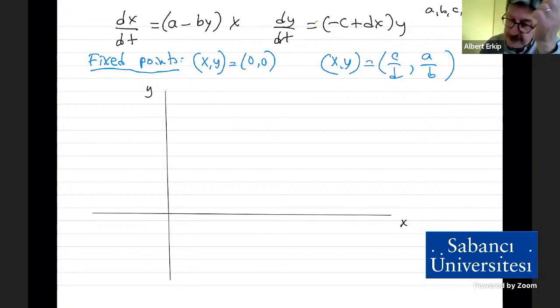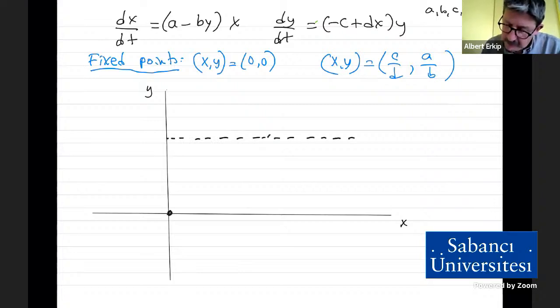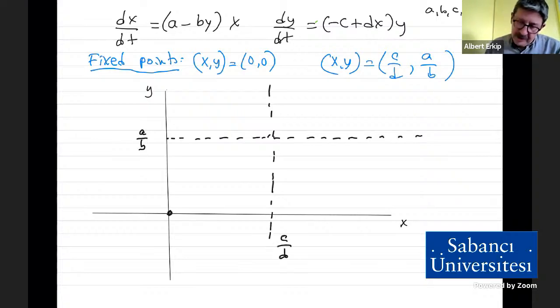But there's one fixed point here, and one fixed point here. Where is that? y was a over b, and x was c over d. So this is the second fixed point. I have 2 fixed points.